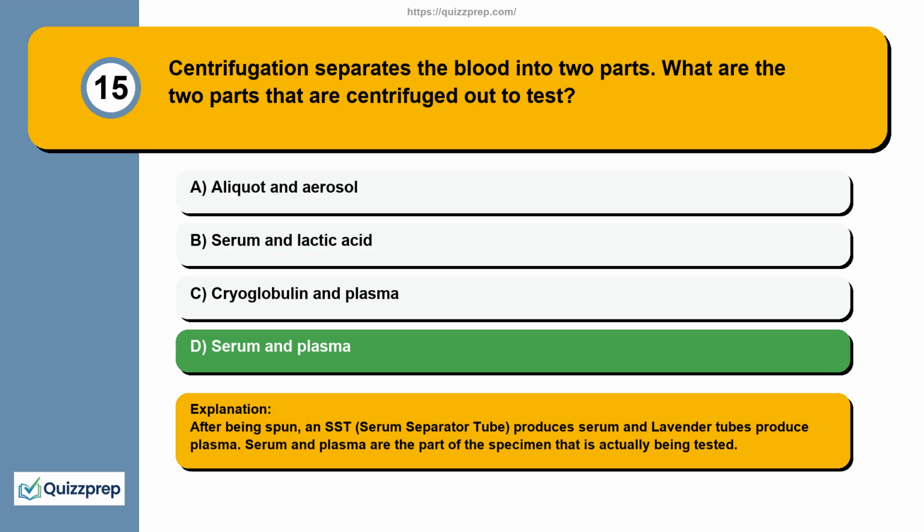After being spun, an SST, serum separator tube, produces serum and lavender tubes produce plasma. Serum and plasma are the part of the specimen that is actually being tested.